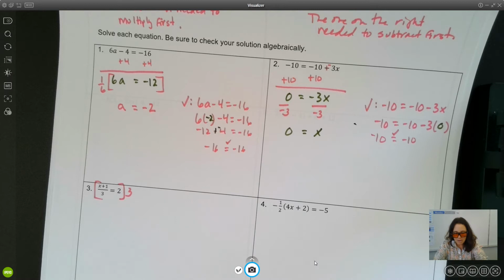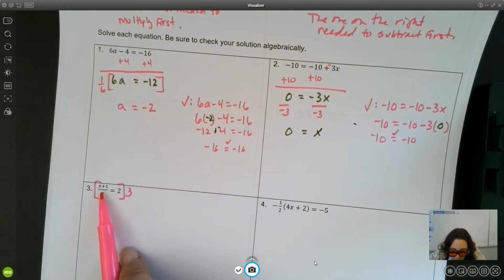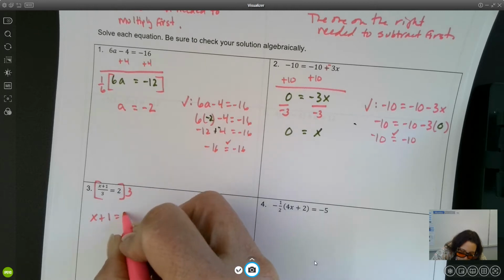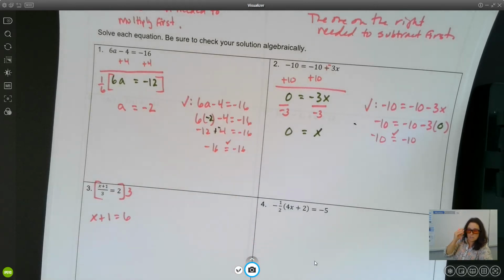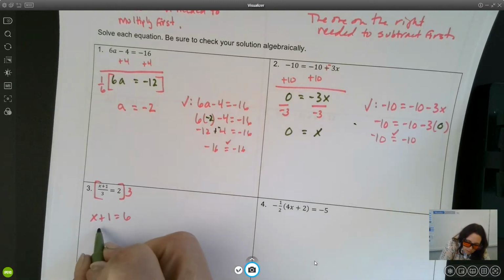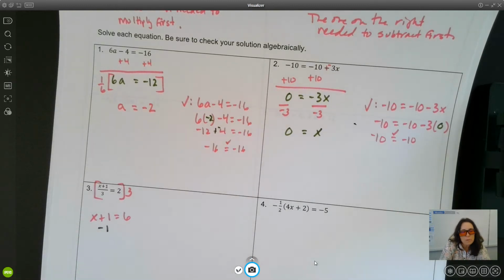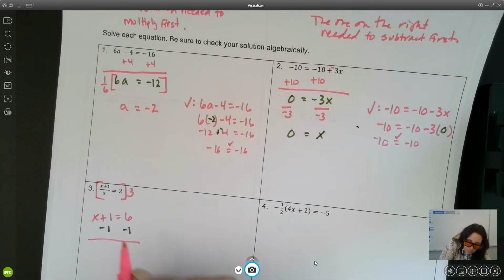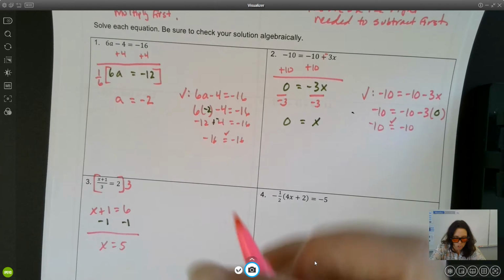On this side, the 3 would cancel with this 3 in the denominator, leaving an x plus 1. The 2 times the 3 leaves a 6. I want that x alone. How do I get rid of a plus 1? I would add a negative 1, or I would subtract 1. That means the same thing. x equals 5. Let's go ahead and check our answer.